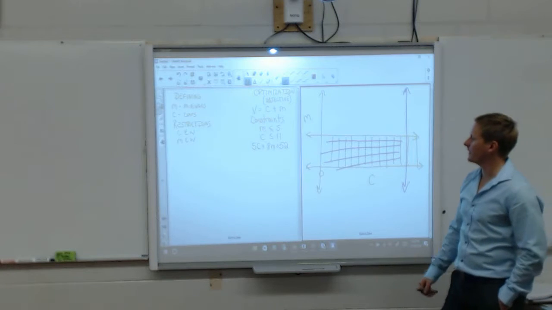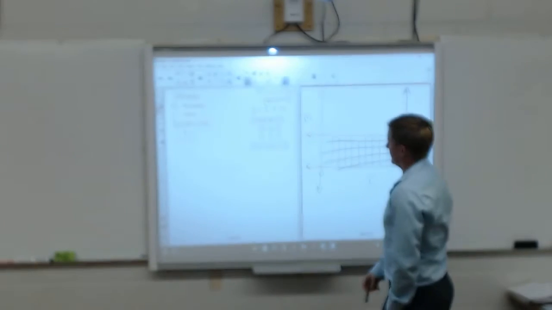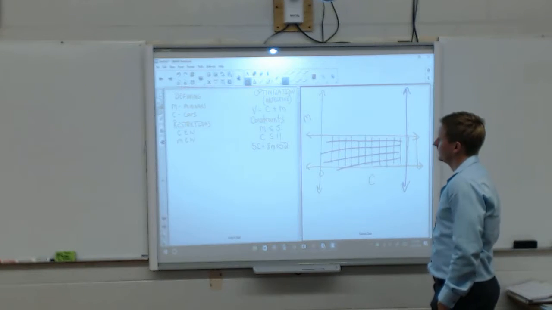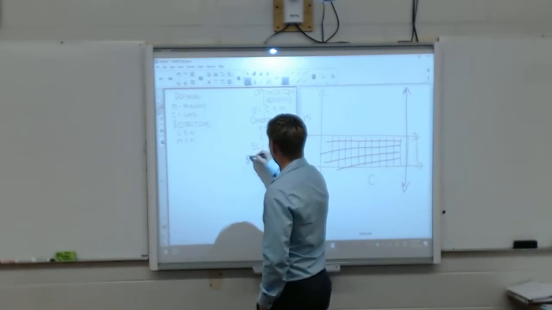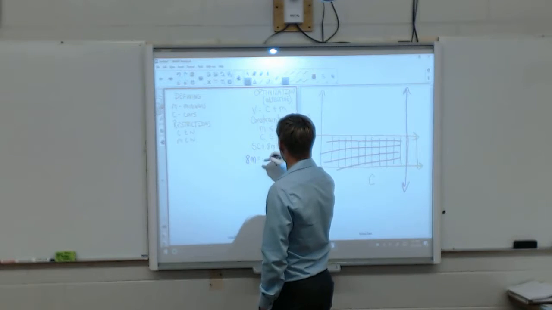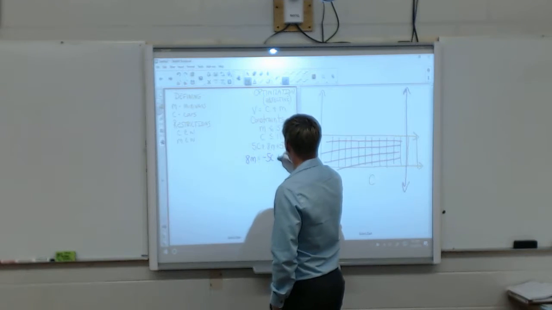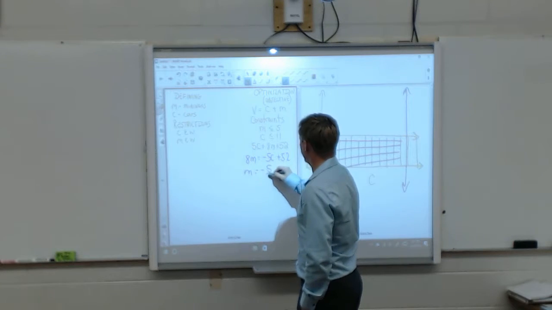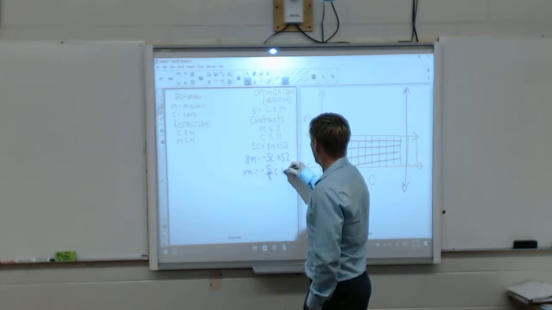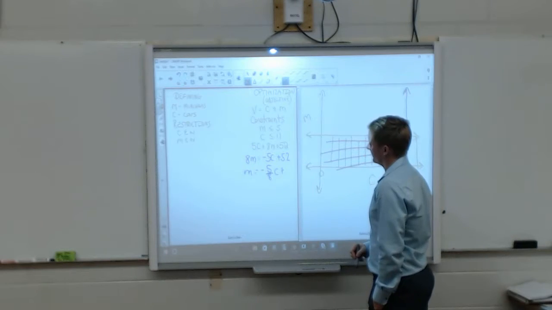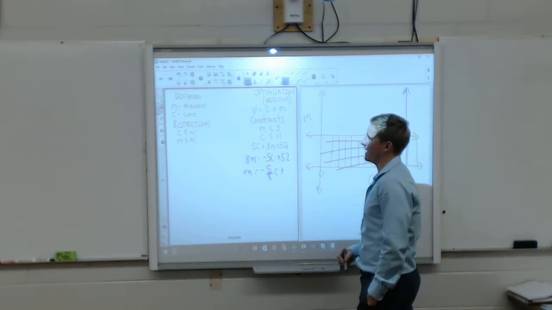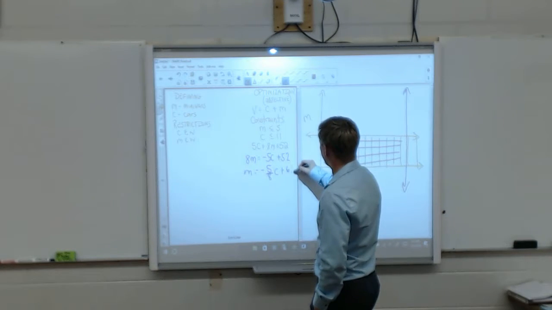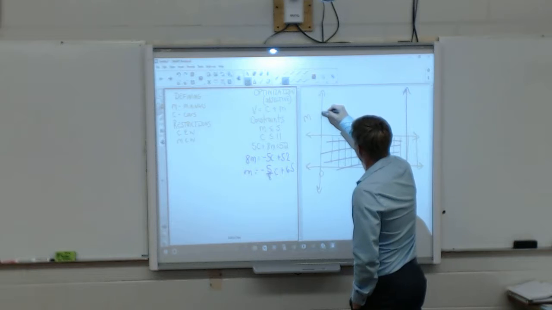Alright, so I'm going to graph it. What's the easiest way to graph it? Well, we'll do it this way. 8m is equal to minus 5c plus 52. M is equal to minus 5 over 8 c plus, let's find my intercept, 52 divided by 8, that would be 6.5, right? Okay, so that would be somewhere right about here.